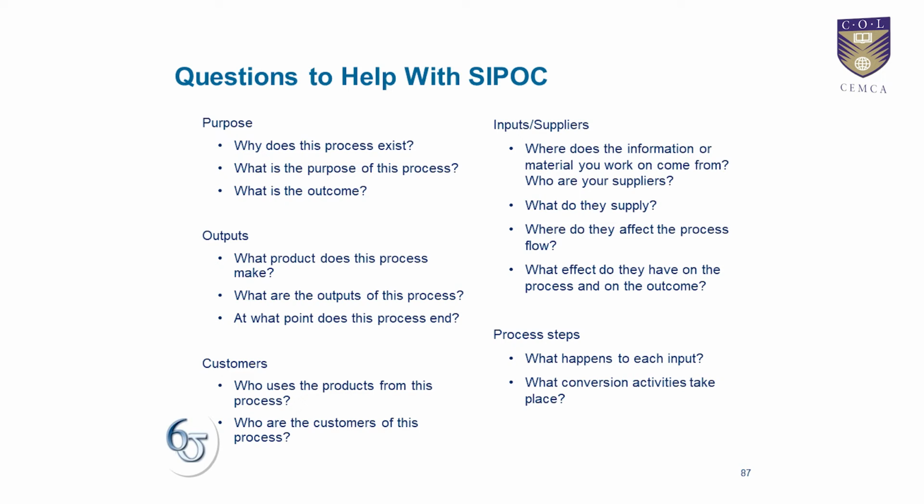What happens to each input that goes into a process step? What conversion activities take place in a process step? And if we talk about the outputs, what product does this process make? That's the output part we are talking about. What are the outputs of this particular process and each of these steps if possible, and at what point does the process end? Some key information about this. And from the customer point of view, we talk about who uses the product from this process, who are the customers of this process. These are the certain understandings.